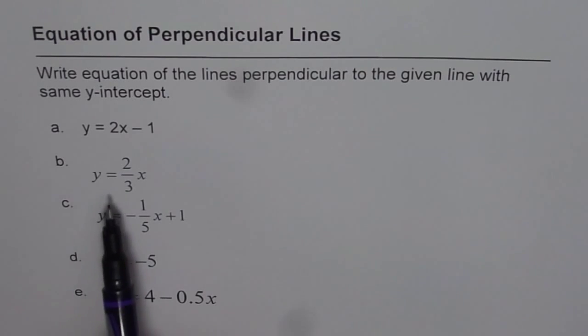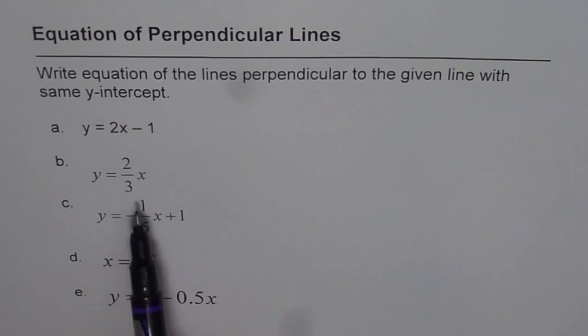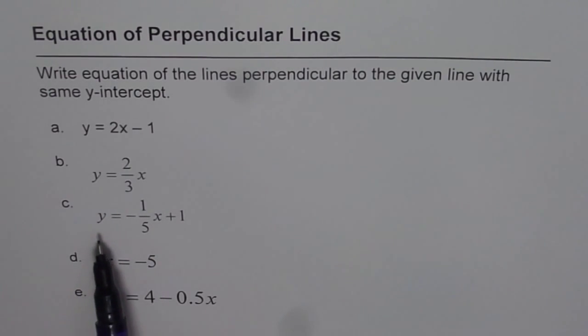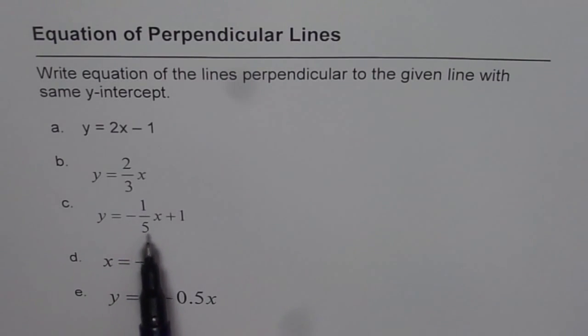Then we have y equals 2 over 3x, that's the direct variation. Y equals minus 1 over 5x plus 1. Y-intercept is plus 1 in this case. X equals minus 5. Now this is a vertical line. Y equals 4 minus 0.5x. Here we have written the equation in a different way. The slope is indeed minus 0.5.